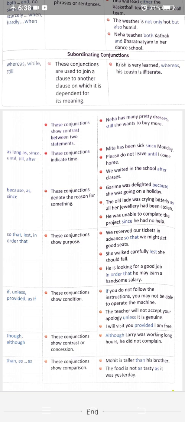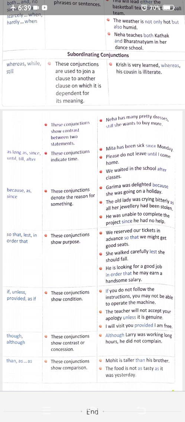So students, similarly, we also have other conjunctions among the subordinating conjunctions. First is though and although. These conjunctions show contrast or concession. How? Although Larry was working long hours, he didn't complain. For these kinds of examples, we can use the subordinating conjunctions although and though.